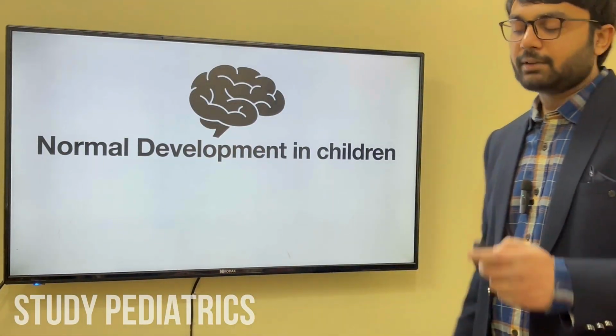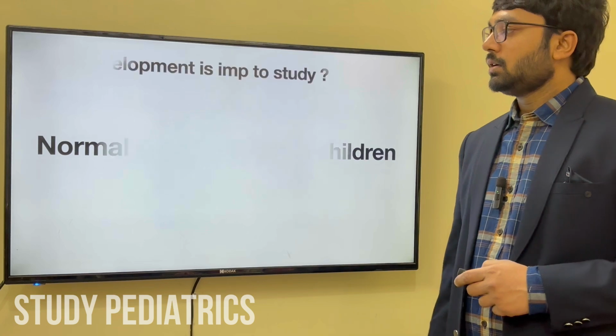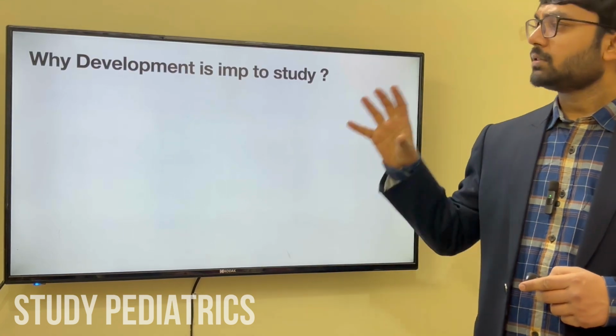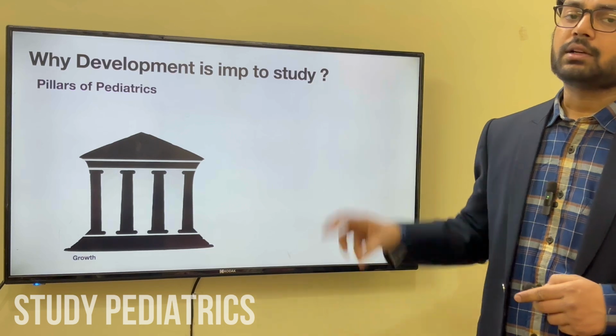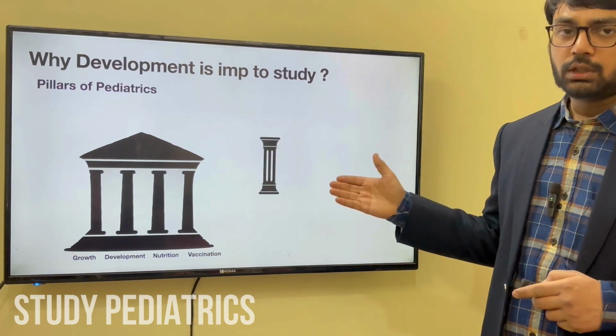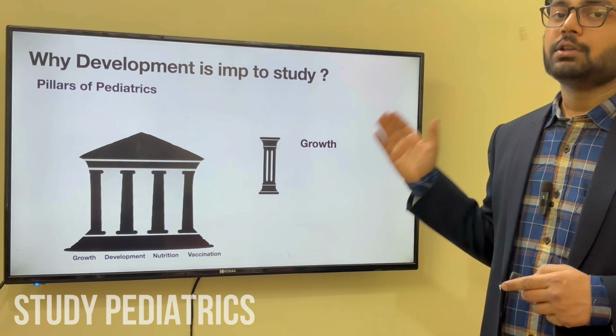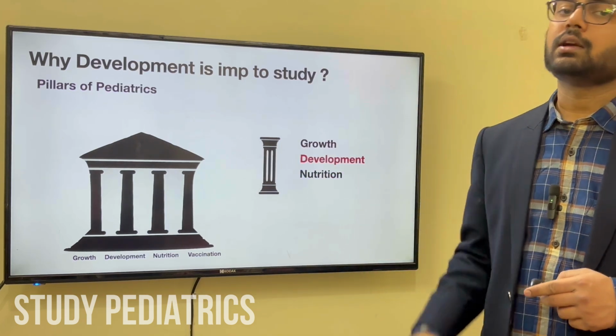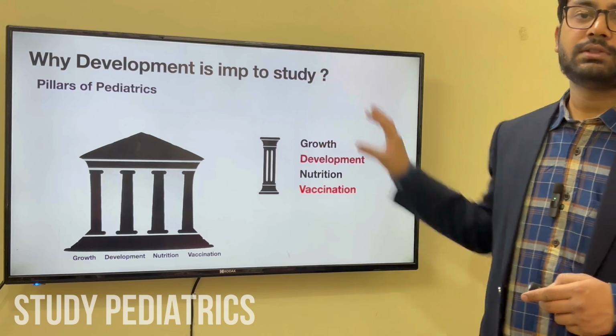Let's study the normal development in children. Why is development important to study? It is basically one of the key pillars of pediatrics. So what are the other pillars of pediatrics? The other pillars are growth, development, nutrition, and vaccination. So these are the four key pillars of pediatrics, and general pediatrics covers them all.